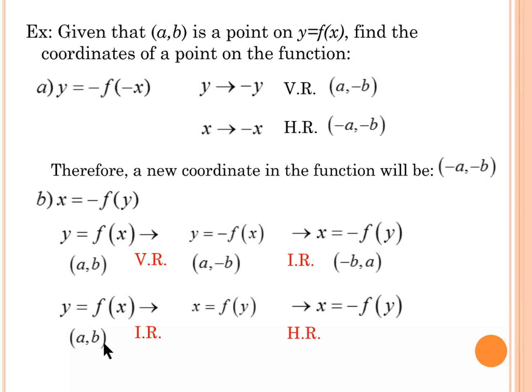So here's my original point, (a, b). I go through an inverse reflection, so I just interchange b and a to get (b, a). And then I apply the horizontal reflection, so this negative sign is touching the x, so I need to have a negative sign in front of the b. So I get (negative b, a). From that example, I just want to illustrate that it doesn't matter whether you start with the vertical reflection first. You could do the inverse reflection first and then the other reflection, and you'll still get the same answer, (negative b, a).